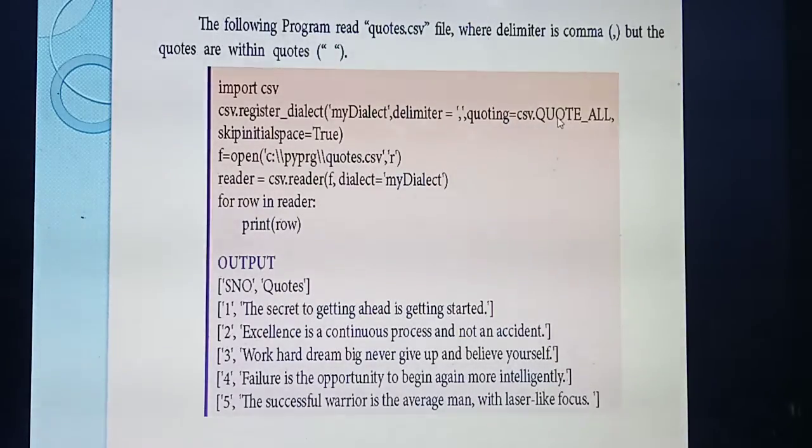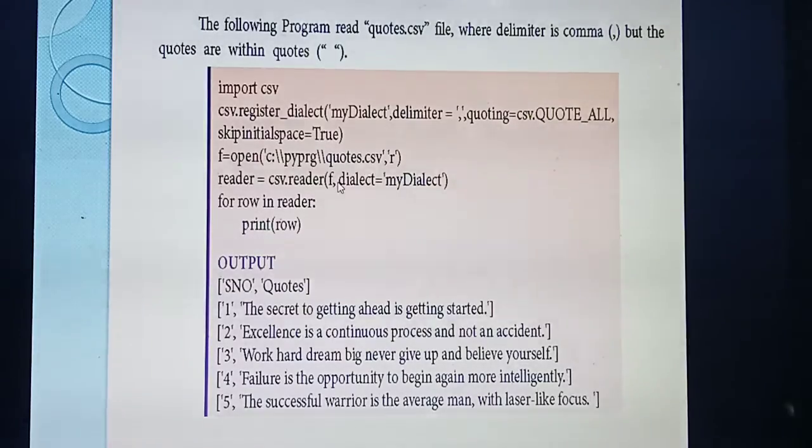Here only some changes. In the last program, what change was there? In the last program you were skipping some space, so you gave skipinitialspace equal to True. But here you are going to remove the quotes, so for that you give quoting equal to csv.QUOTE_ALL. Because the sentences are given in quotes, now you are going to remove those quotes. Next, skipinitialspace is True. That means if some space is there initially, skip that space also.